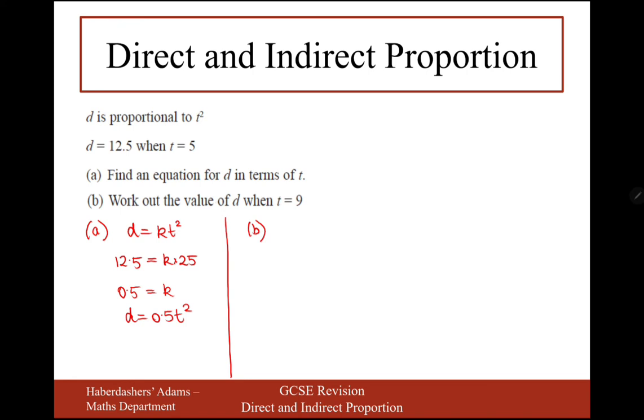Moving on to part B, work out the value of D when T is 9. So D equals 0.5 times 9 squared. Let's do that on the calculator: 0.5 times 9 squared and we get 40.5. Lovely, there we are. So that's the answer to that question.